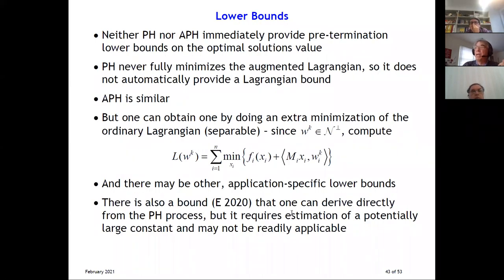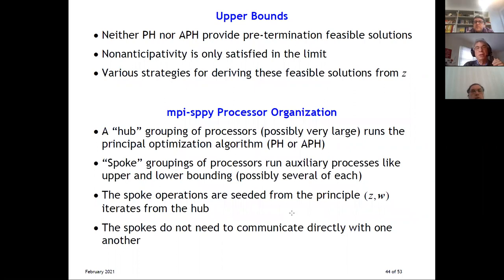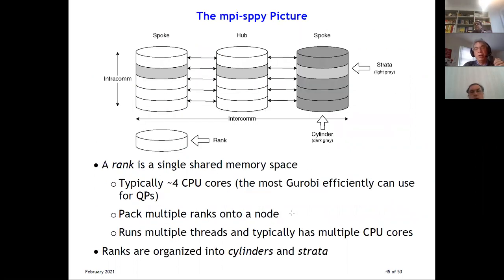So the problem is that neither PH nor this APH algorithm provides true upper or lower bounds on your solution, okay? Because it never has solutions that are completely feasible, and it never exactly minimizes the augmented Lagrangian. So the kind of idea here, maybe I'll skip ahead because the time is getting a bit low.